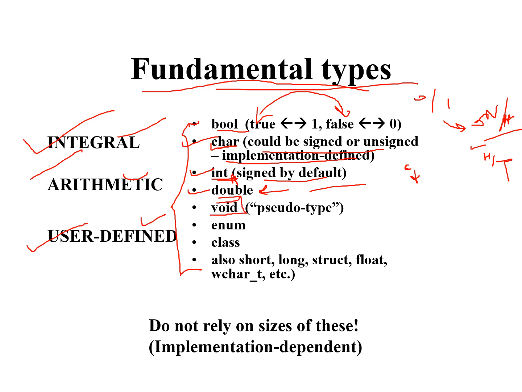Void actually means nothing, empty, and that is why it is written here as a pseudo type. Then enum means enumerated type. Then the next fundamental type is class. There may be many user-defined classes; every user can define a class in their own way. Also short, long, struct, float, wchar, etc. There are many kinds of fundamental types. This float is generally used for decimal values.